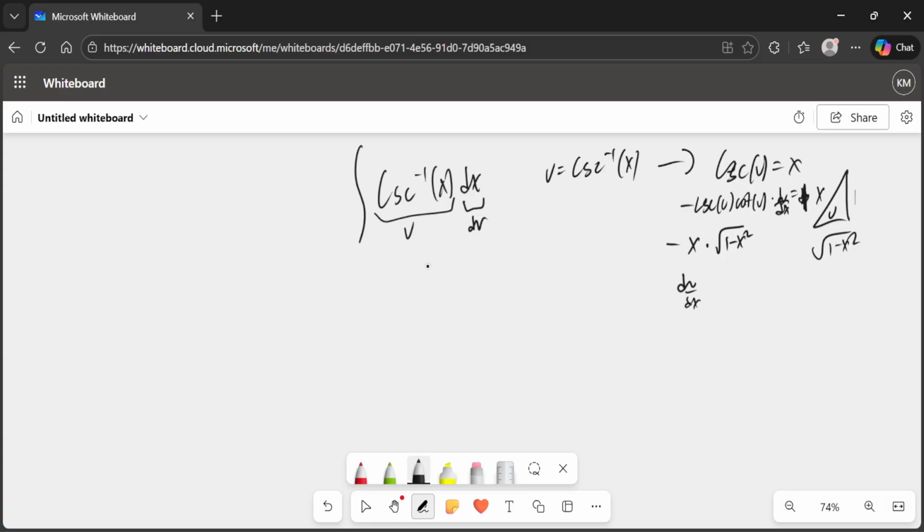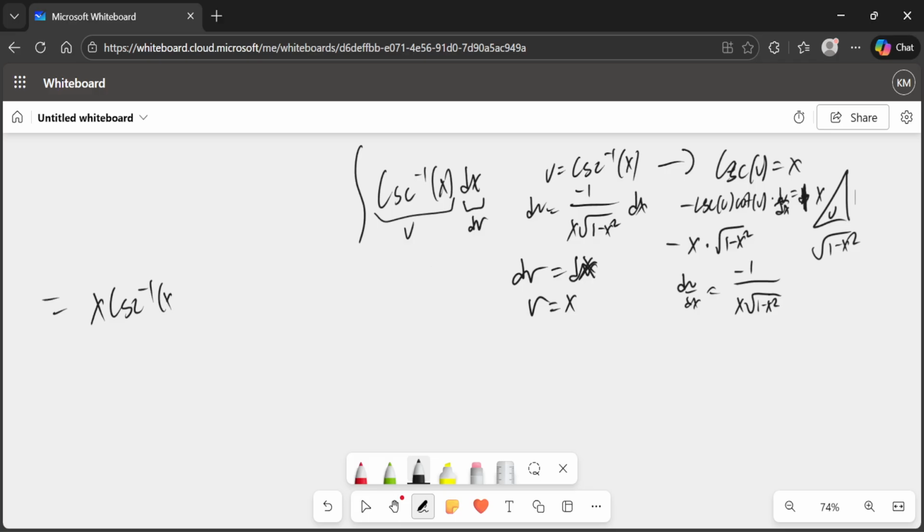so du dx equals negative 1 over x square root 1 minus x squared. Okay, so du equals negative 1 over x square root 1 minus x squared dx. dv equals dx. v equals x. Okay, we're good there. So that's equal to x cosecant inverse x, uv minus the integral of v du.